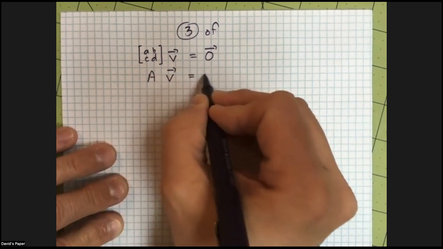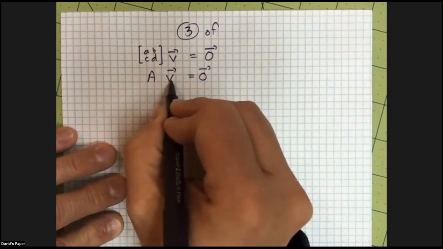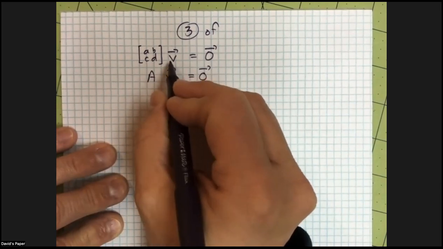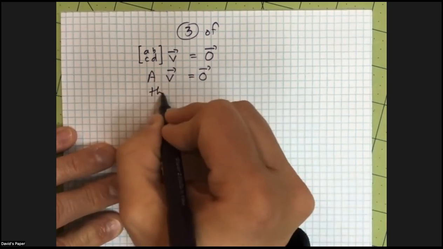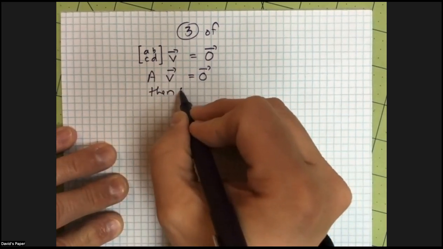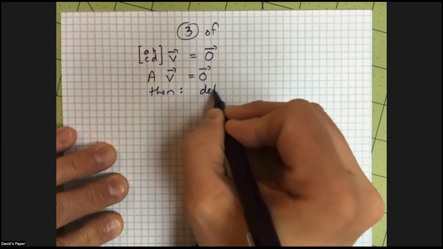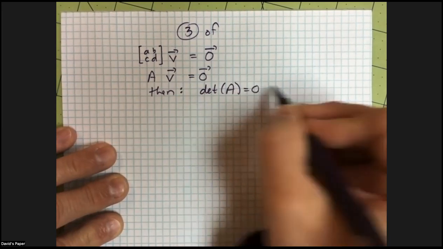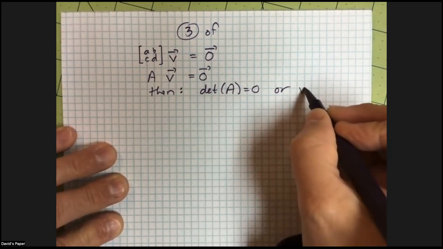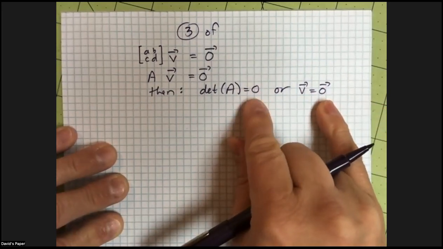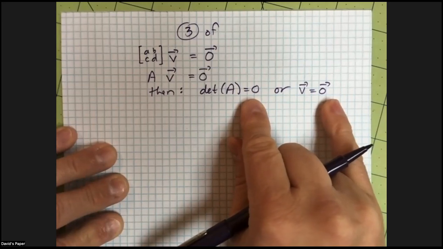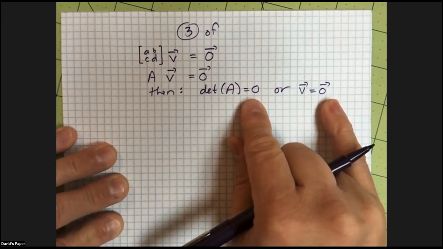So if A times V, matrix times vector, a vector is just a smaller matrix. If A times V is zero, then I'm allowed to say either the determinant of A is zero or V is zero. And notice how I have a real number zero here and a vector zero here. So this shows you how flexible that statement was that I just used a few minutes ago.